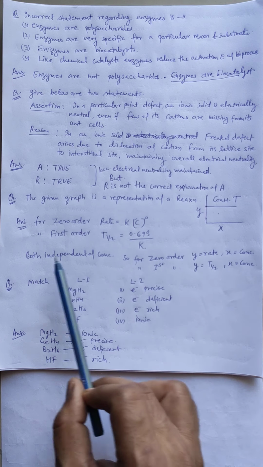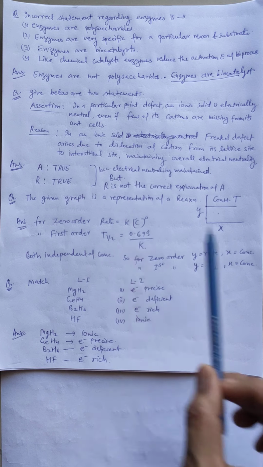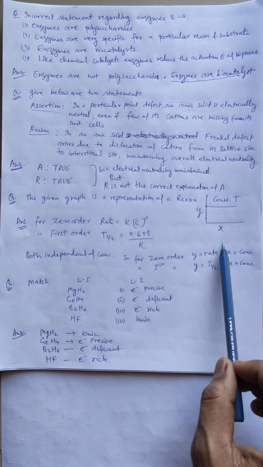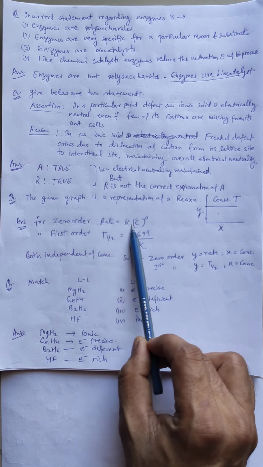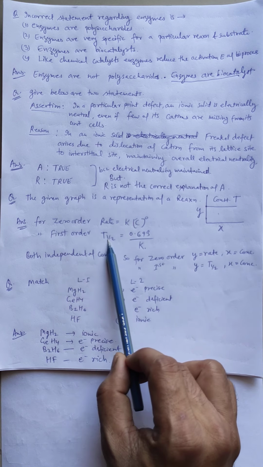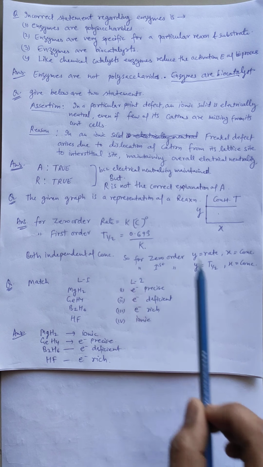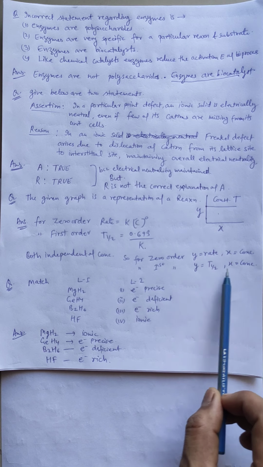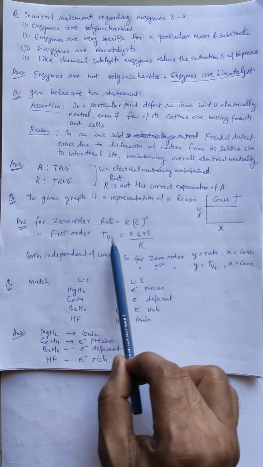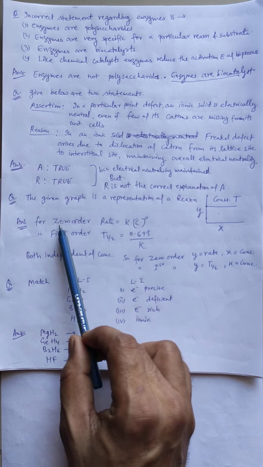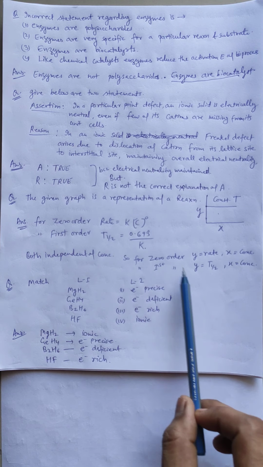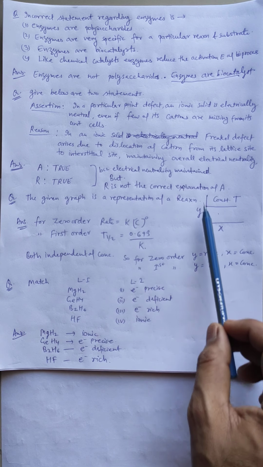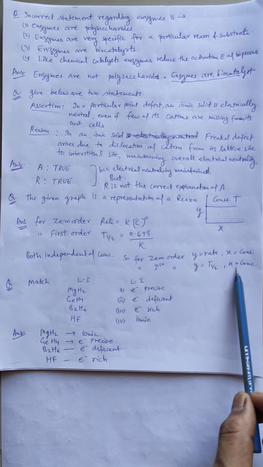For a zero order reaction, if y is rate and x is concentration, then the graph will be like this for this equation. For a first order reaction, if y is t half and x is concentration, then the graph will be like this. So the correct answer is: for zero order, y is rate and x is concentration; for first order, y is t half and x is concentration.